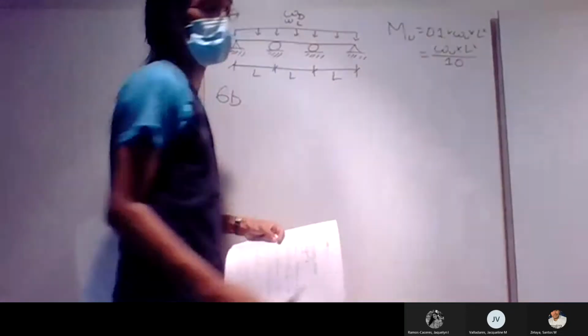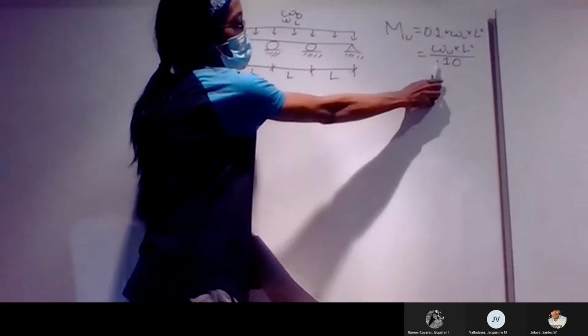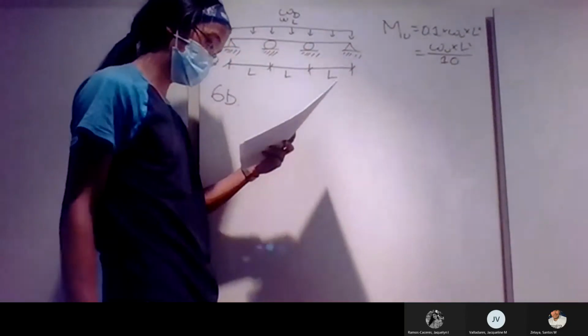So multiplying something by 0.1 is the same as dividing something by 10. So I just put ultimate load times length squared over 10.